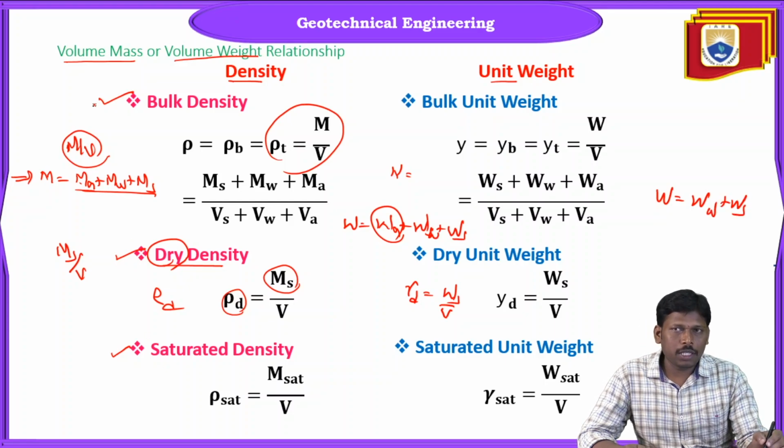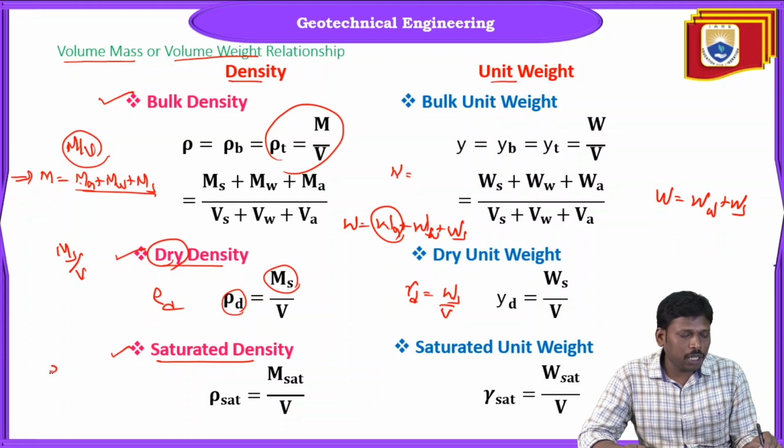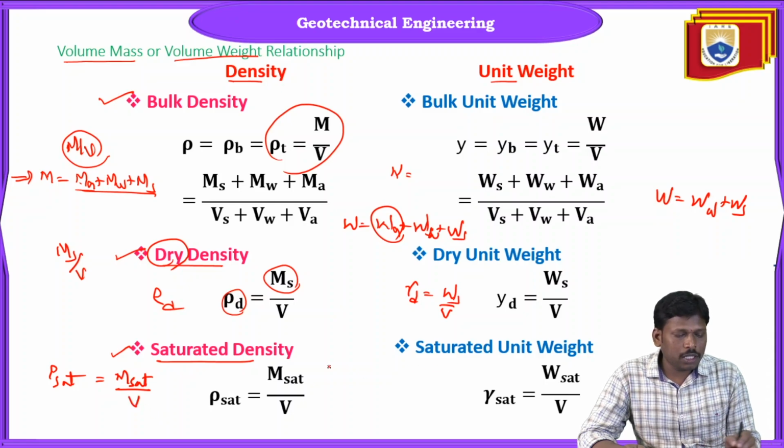These are the density formulas, and the other one is saturated density, which we use whenever there is some moisture content within the soil mass. The saturated density is indicated with the symbol rho saturated, and it is defined as a ratio of mass of saturated soil to the total volume. In terms of weight, it becomes gamma saturated, defined as a ratio of weight of saturated soil to the total volume.